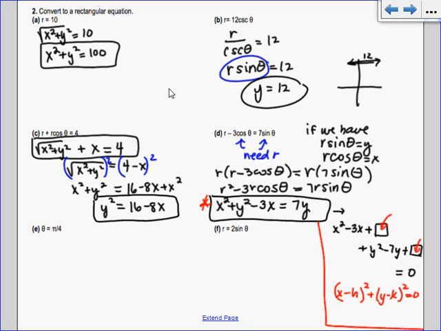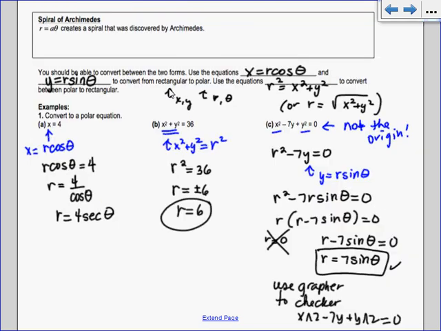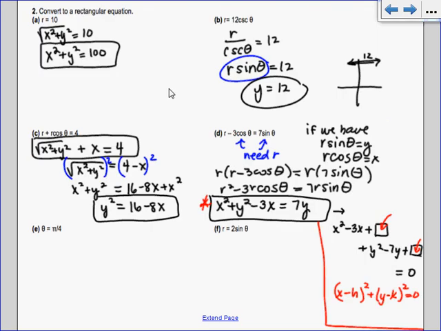All right, so the next one, I have theta equals pi over 4. So this is a tricky one. Okay, so I didn't give you an equation where if you had theta, you could replace theta with something. So I gave you 3 equations. I said x equals r cosine theta. I said y equals r sine theta. And I said r squared equals x squared plus y squared.